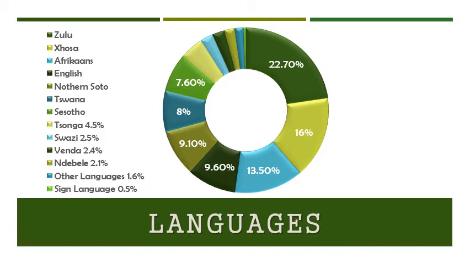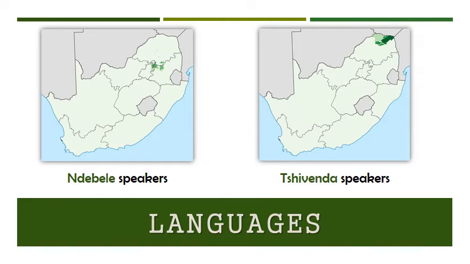South Africa has 11 official languages: Afrikaans, English, Ndebele, Northern Sotho, Sesotho, Swazi, Tswana, Tsonga, Venda, Xhosa, and Zulu, the latter being the most spoken among the other 25 indigenous languages. Ndebele and Tshivenda are the least spoken languages in South Africa. Actually, they are slowly dying out. Also, the communities speaking these minority languages are scattered in the outskirts provinces of South Africa.